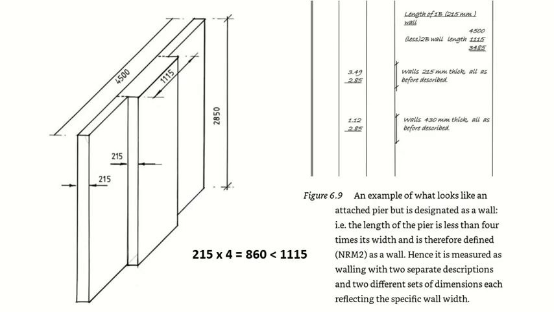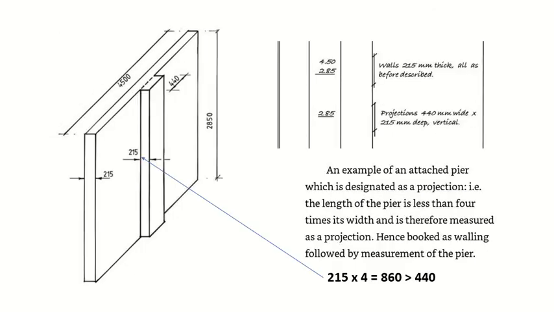And if it is not following this rule, then the projection will be shown the same as a wall itself. So you have the height and the length, and the thickness will go in the description. Okay, another thing which was mentioned here.